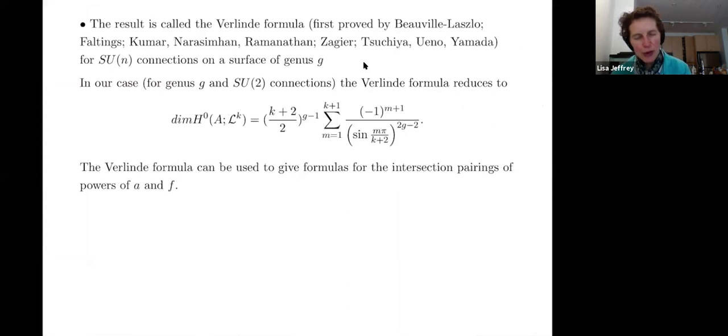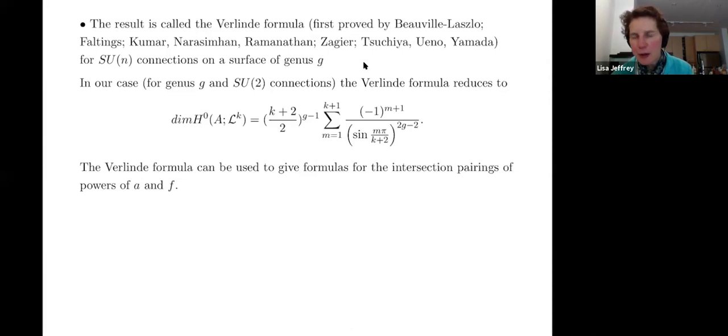Okay, the result turns out to be something proved by a number of different groups around the same time: Bovil, Laszlo, Faltings, Kumar, Narasimhan, Ramanathan, Sagie, and Tsuchiya, Ueno, Yamada. They established this formula for the dimension of the space of holomorphic sections for SU(N) connections on a surface of genus G.